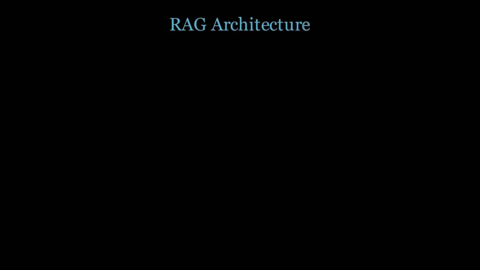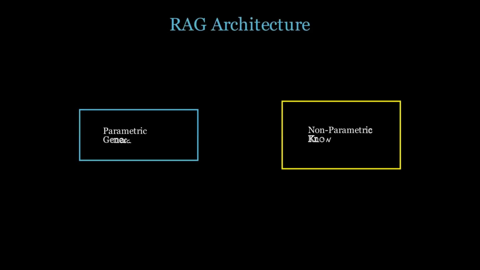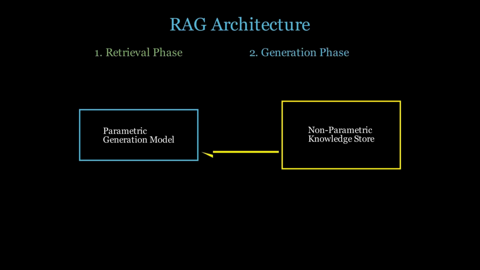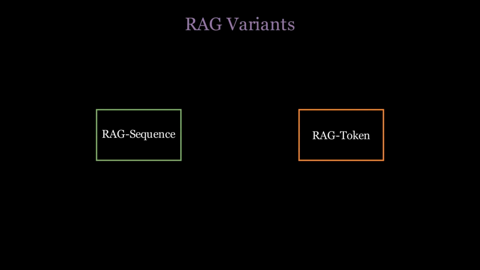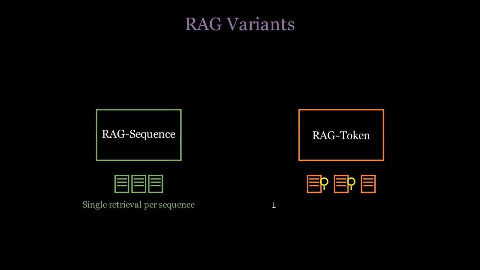The RAG model works in two phases. Retrieval: it retrieves relevant docs based on query, and generation generates answers based on user query and docs retrieved. It blends parametric generation with non-parametric knowledge store. RAG variants. RAG sequence uses a single document for generating the entire output, whereas RAG token retrieves a different document at every generation step, more flexible but heavier.